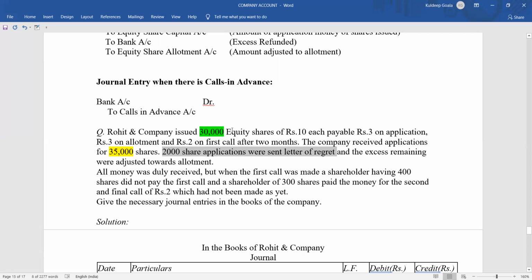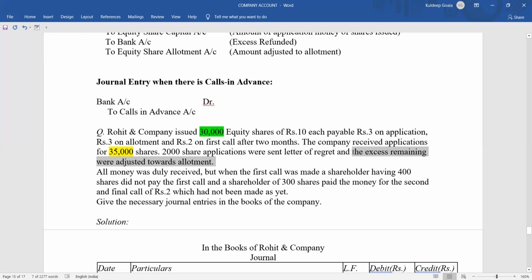2,000 shares we have rejected. We have issued how many? 30,000 and we have received 35,000. So how much is the excess? 5,000 is the excess, right? From that 5,000, 2,000 were sent letter of regret. So 2,000 were rejected out of the 5,000 excess. Okay, we have rejected 2,000. So how many left? 3,000 extra we have.